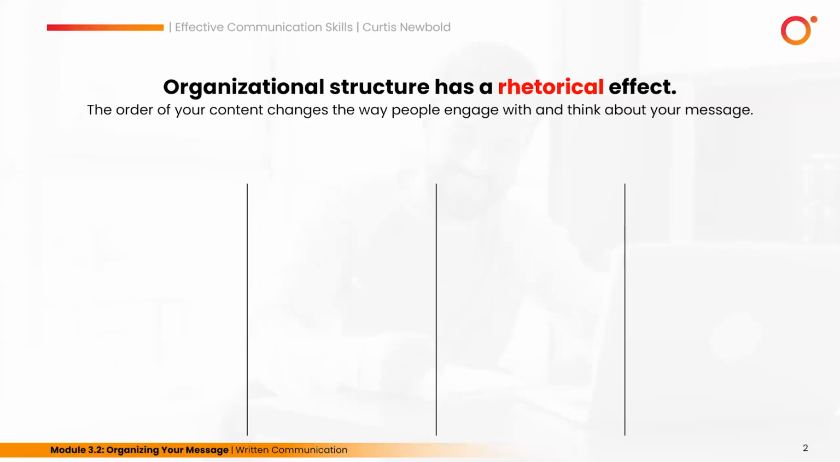So let's look at this. First of all, organizational structure has a rhetorical effect. What that means is that the order of your content will change the way people engage with and think about your message. If you structure a message one way, people will think about your message in a certain way. And as you change that, that has an effect on their understanding and on their emotional reaction to it. So you want to be very conscious about the order in which you put information. That affects readability, it affects understandability, and it affects the emotional impact and reaction.